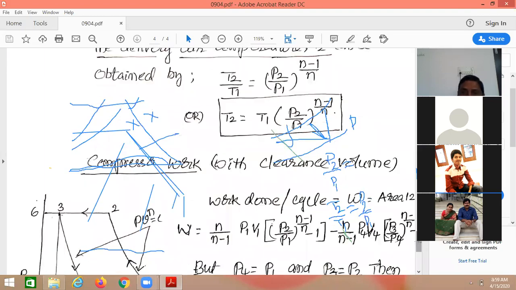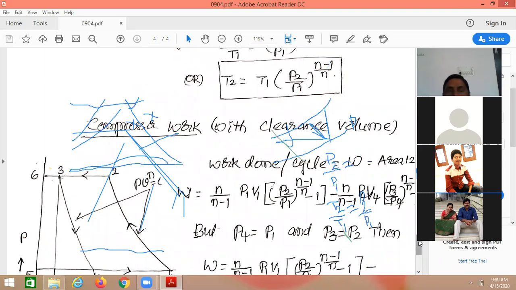So that is the compression work we have estimated when no clearance is considered for the compressor. So what is the importance of considering the clearance? Theoretically that may be true, but practically, valves have to be operated in the cylinder head, so some free space must be provided. The free space provided is the clearance volume. In that clearance volume, provision is given to operate the valves freely.